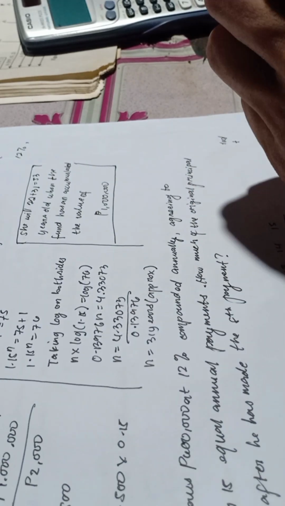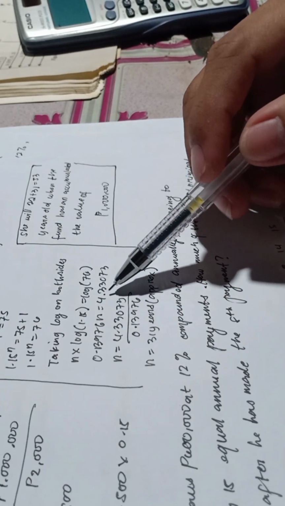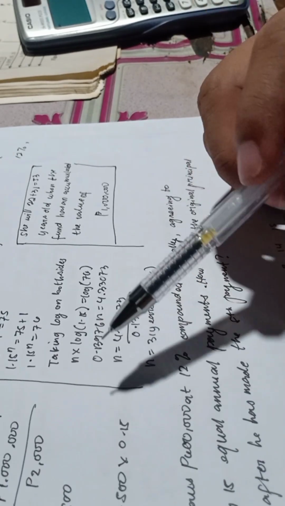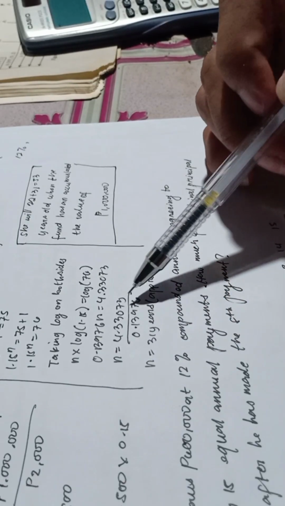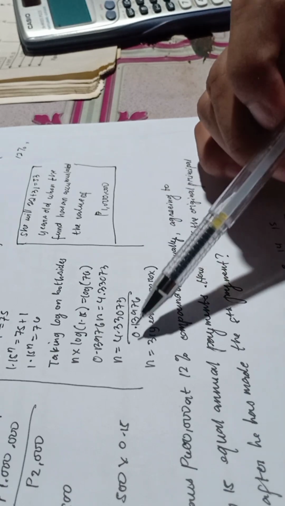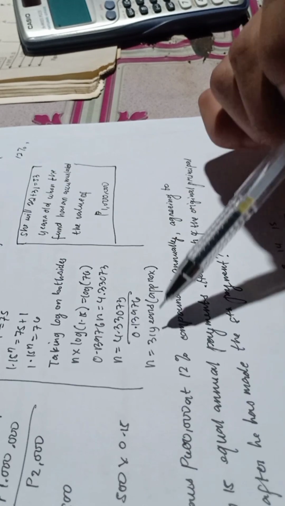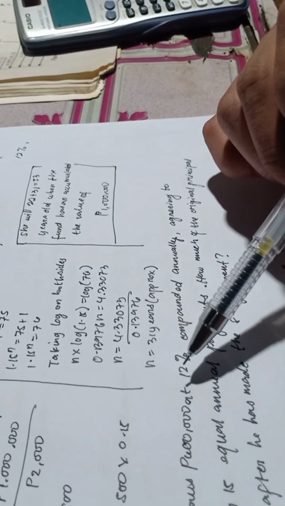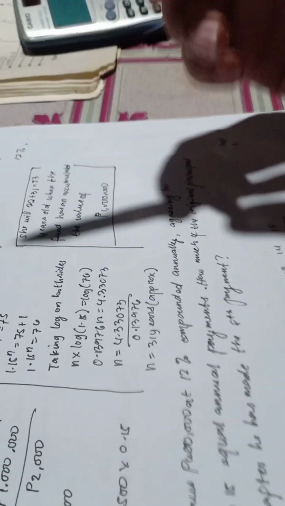Then the result is 0.13976, and n is equal to 4.33073 over 0.13976. So our n is equal to 31 years approximately.